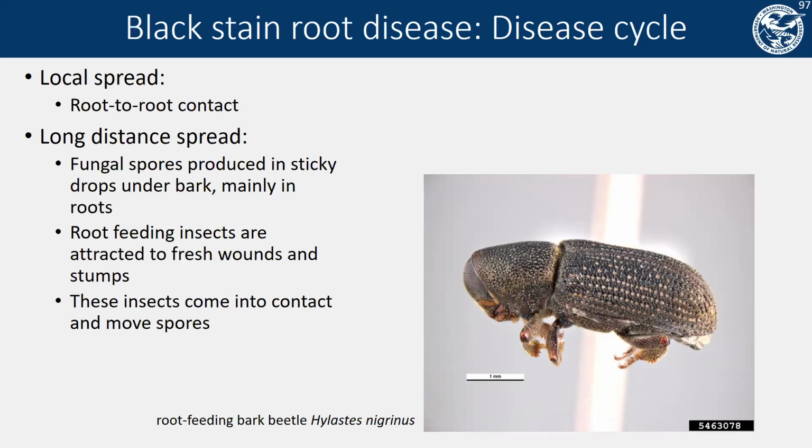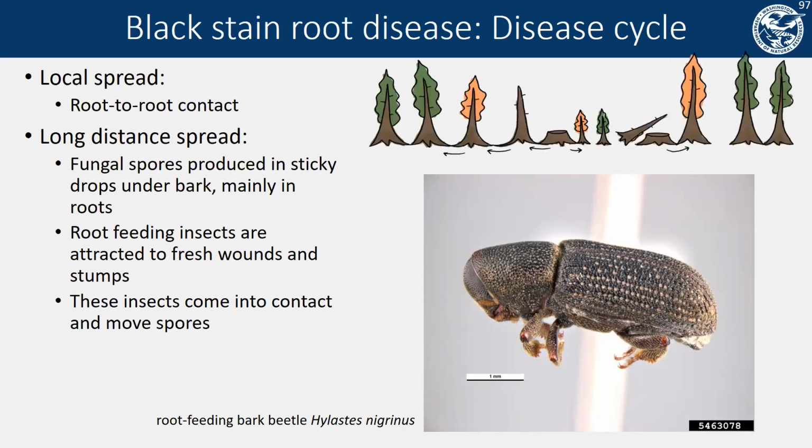So for example, here is a root feeding bark beetle shown here, just a few millimeters in size, that is thought to spread this pathogen from tree to tree. And here's a reminder picture showing that the local spread is root to root, as you are familiar with.